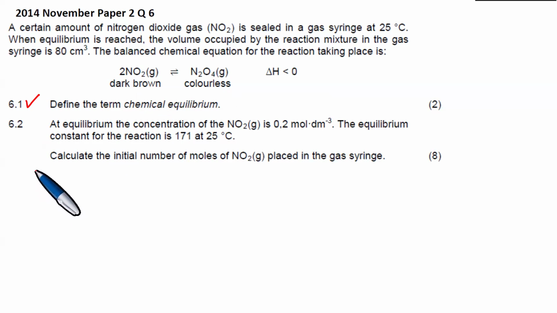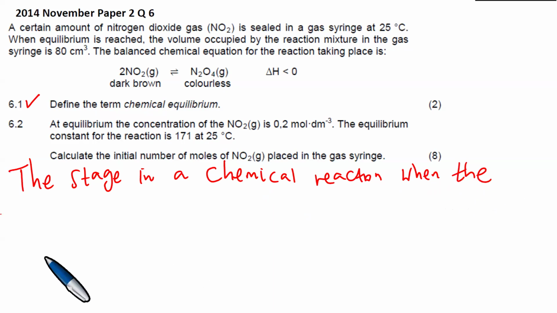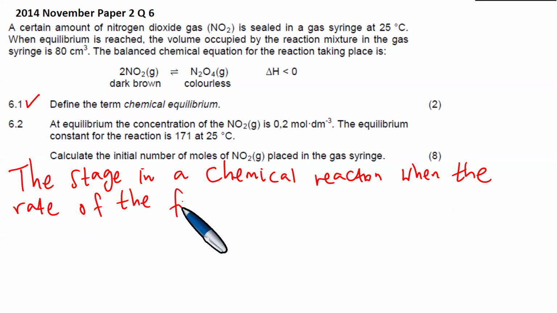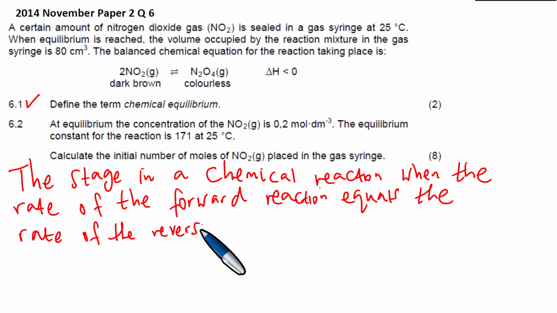Right, so we discussed these together. So chemical equilibrium refers to the stage in a chemical reaction when the rate of the forward reaction equals the rate of the reverse reaction. Okay, let us take a look at these and read and make sure we understand this.